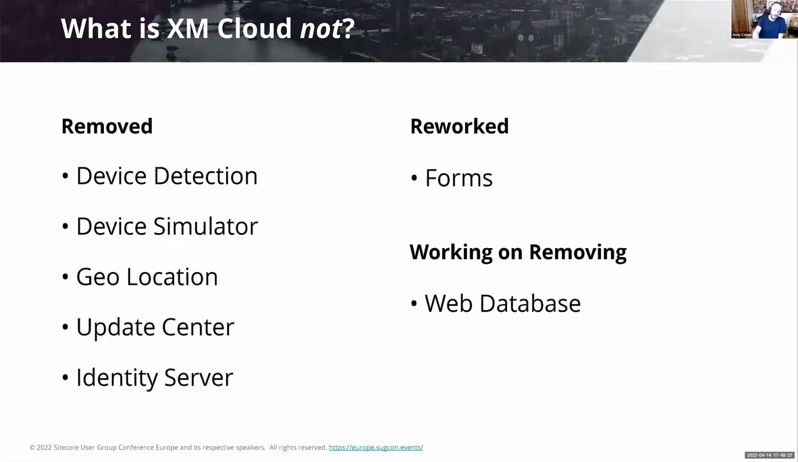We're also working on removing the web database. If you remove the web database entirely, we can remove the assemblies that need to access the web database, which means that we can do cold start even faster. The number of assemblies that we include in XM directly corresponds to how fast we can start up XM. And we all know that XM is not the fastest thing to start.